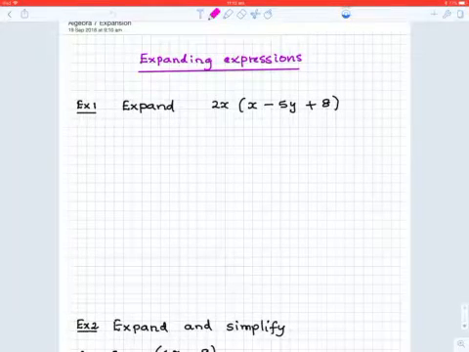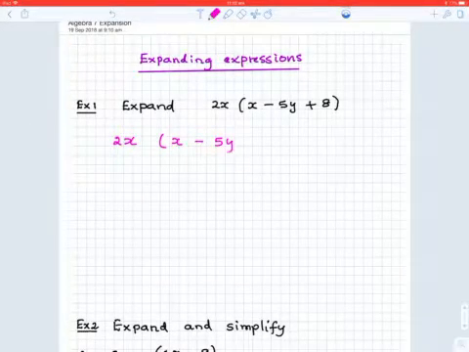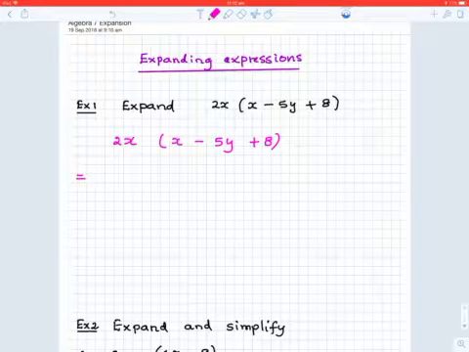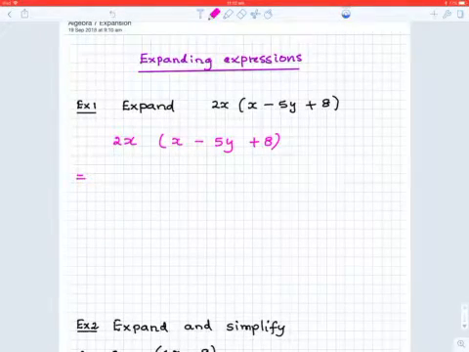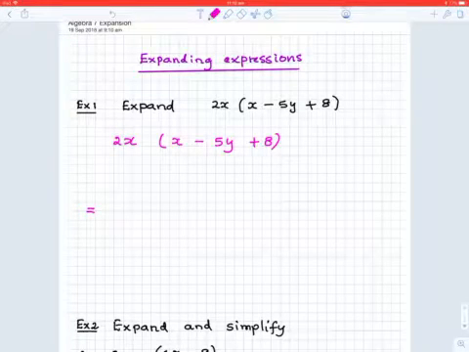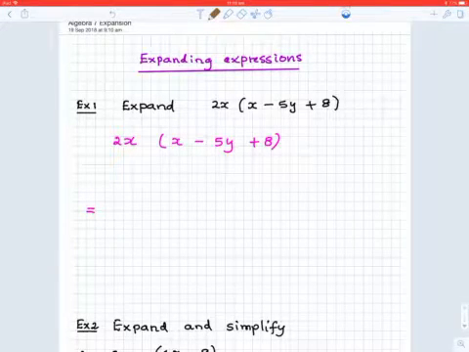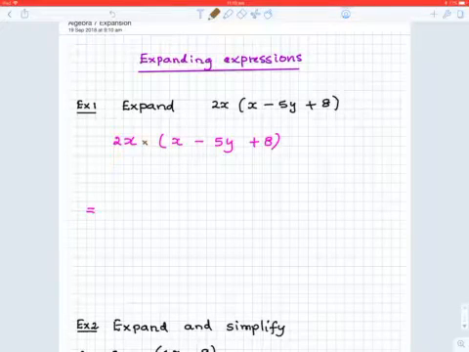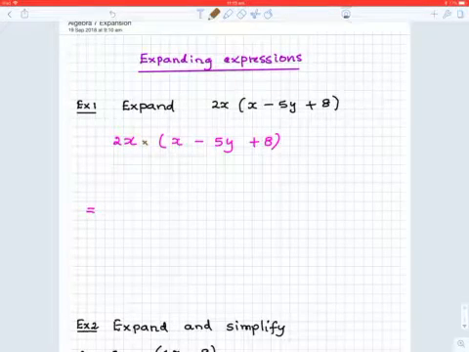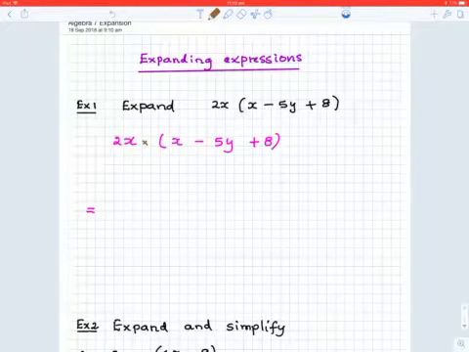Expand means I'm going to rewrite the question first: 2x bracket x take away 5y plus 8. Expand means I have to multiply each term inside the bracket by the term outside. Between the 2x and the bracket, a little times is hidden. Multiplication is hidden, so we're going to put the multiplication symbol first.